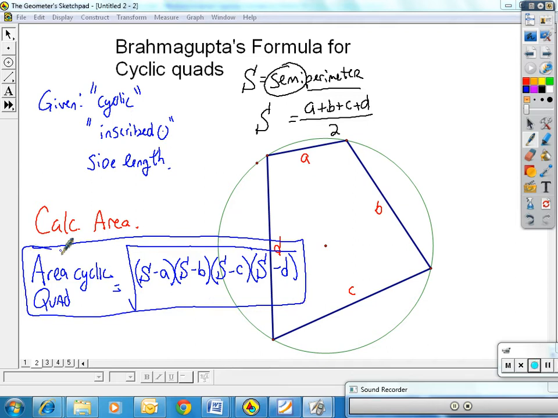Alright, you'll also need to know how that semi-perimeter is found. Okay, semi-perimeter, just think about taking the perimeter and cutting it in half. Hence the name semi-perimeter.